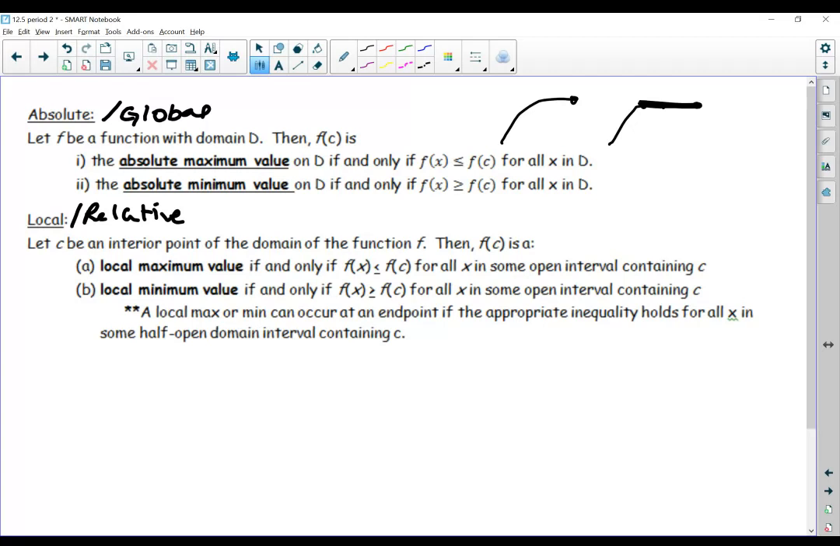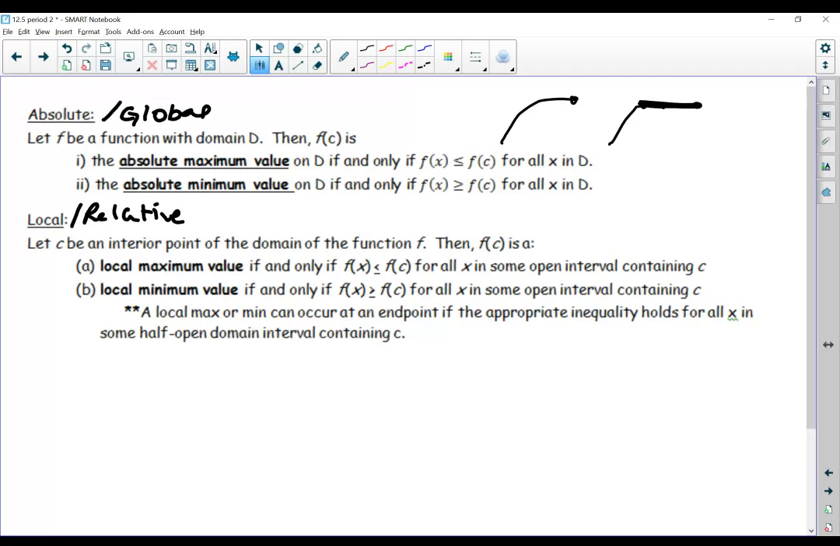Local is if we talk about an interior point in the domain: we have a local maximum value if and only if the function is less than or equal to that value for all x's in some interval containing c. So think right around the neighborhood of c. If it is the highest value, then that is a local maximum. Same with local minimum. A local maximum can occur at an endpoint if the appropriate inequality holds for all x in some half open domain.